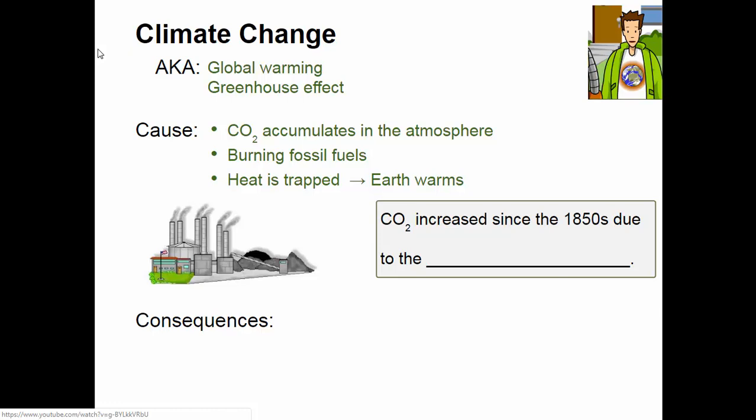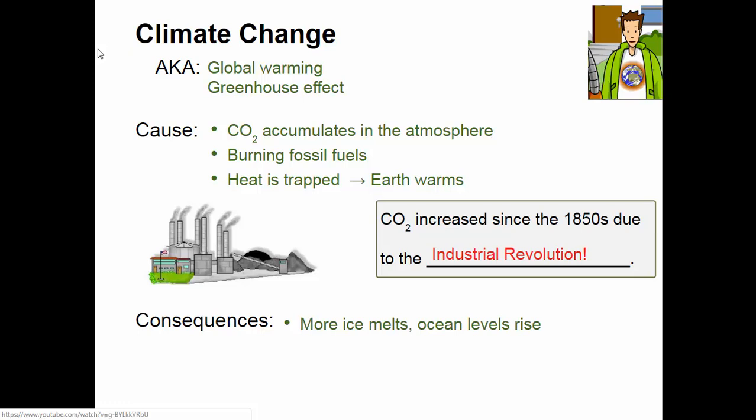What happened in that time that led to this? Yeah, it's because of the Industrial Revolution. In the middle of the 1800s, people started burning huge amounts of fossil fuels for transport, for industry, for heating, and all of those fossil fuels, as they are burned, release carbon dioxide into the atmosphere.